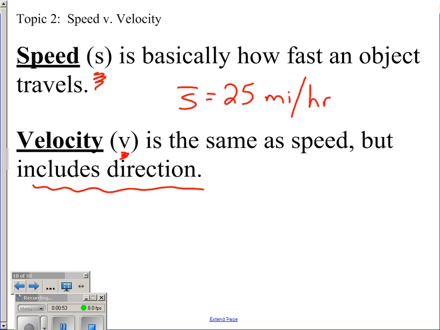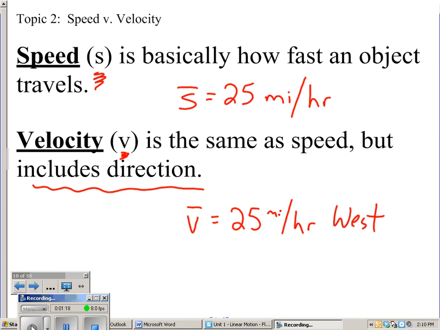All right, now, if instead we were driving along and I said, hey, what's your velocity? You'd have to tell me how fast you're going. So you'd look at your speedometer and go, oh, we're going 25 miles an hour. But to properly tell me your velocity, you'd also have to include the direction. So you might say the velocity is 25 miles an hour west, or whatever your velocity is.